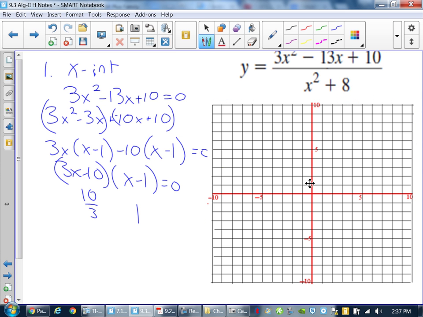So I have zeros at 10/3 and 1, so I have 1, 3-ish. Vertical asymptotes would be at the zeros of the denominator. Are there any real zeros of the denominator? No, because it's x squared. The square root of negative 8 is imaginary, so there aren't any. So there's no vertical asymptote.